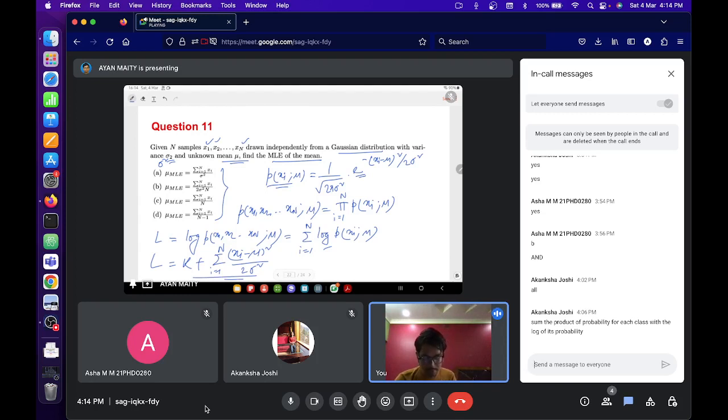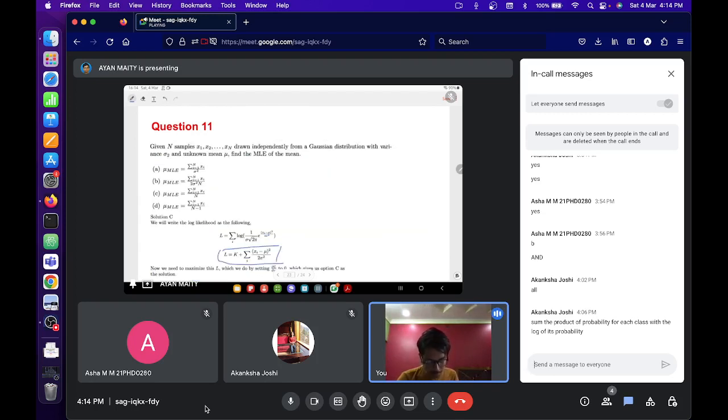Now we are trying to estimate mu. So we have to take the derivative of this log likelihood with respect to mu and set it to 0. So L is k plus summation, i equals 1 to n, of (xi minus mu) whole square by 2 sigma square. This is the expression. You have to take the derivative of L with respect to mu.